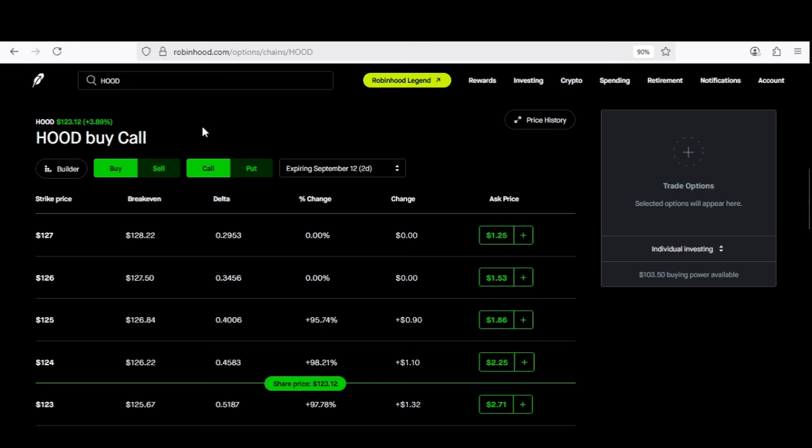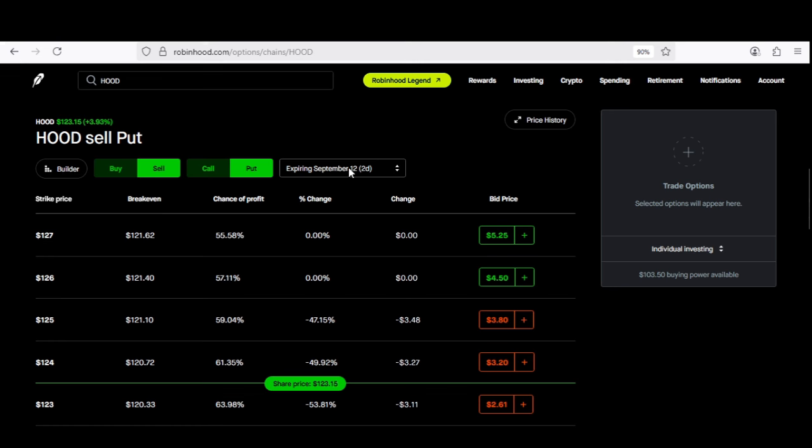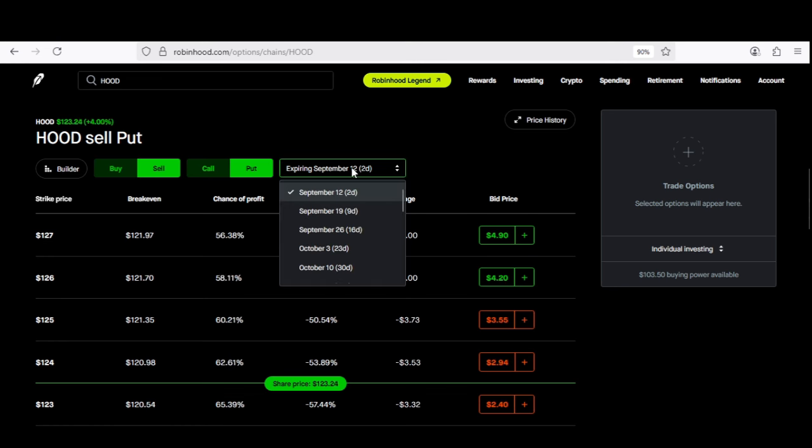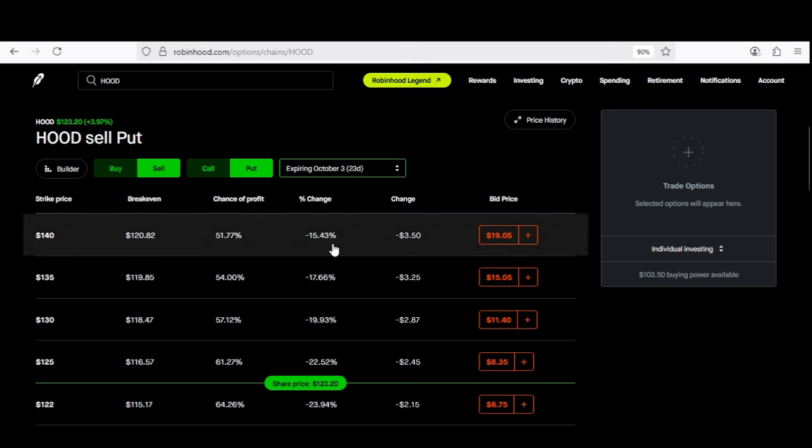Now, this option strategy is going to be a 2-leg option strategy. For the first leg, we're going to go to sell, we're going to go to put, and now we're going to select our strike date. Just for the purpose of this video, I'm going to go with the strike date of October 3rd, which gives me around 23 days to expiration. For this particular option strategy, feel free to use September 26th or October 10th. They're all going to work quite well. So I'm going to stick with October 3rd, 23 days to expiration.